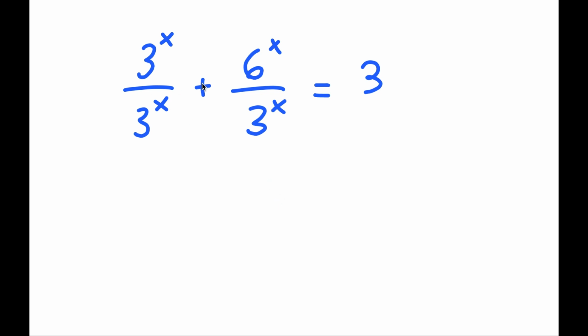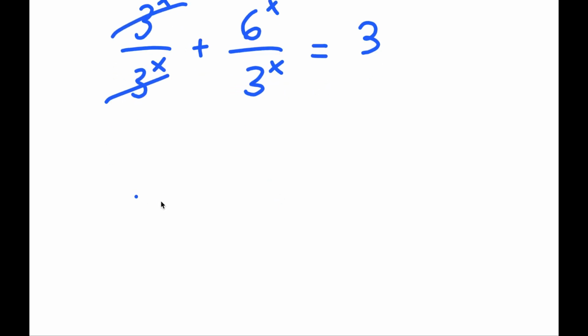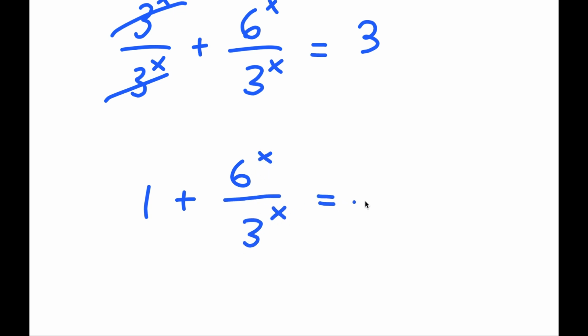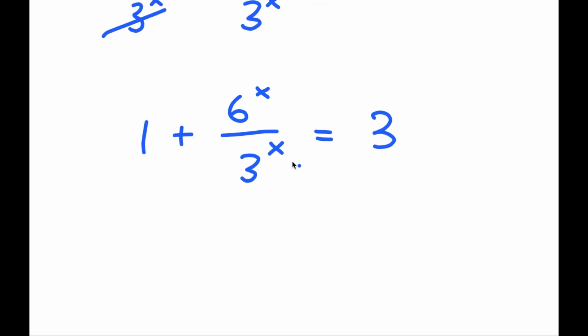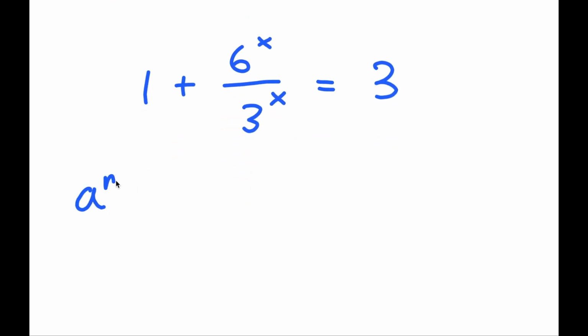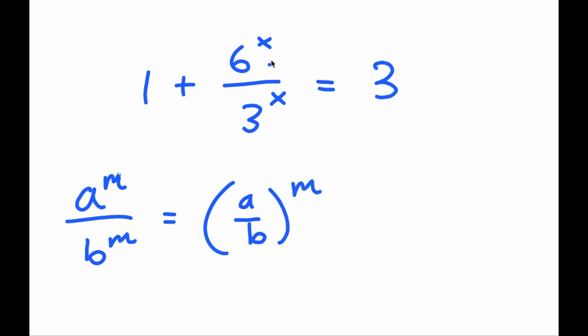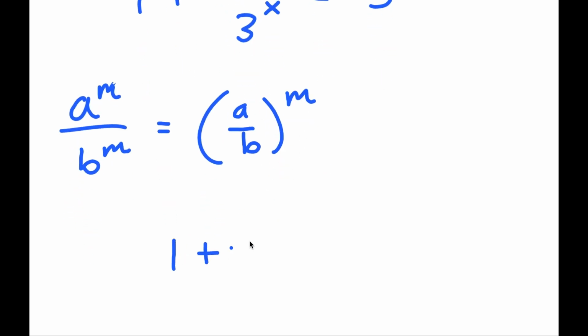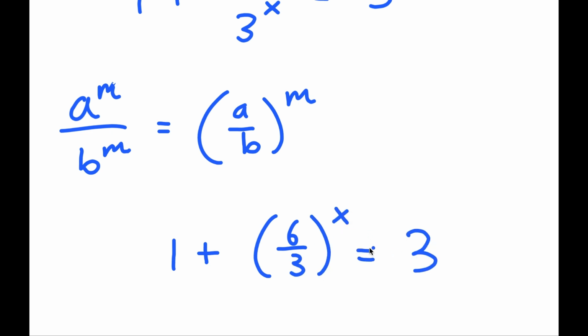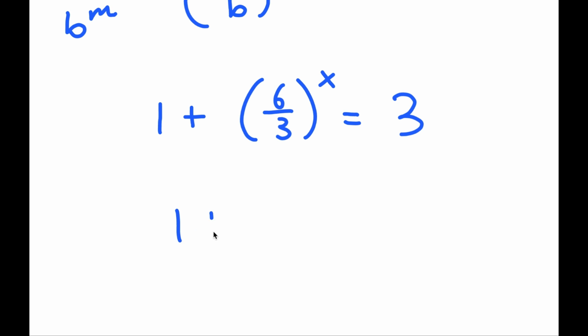From here, these two cancel out, so I get 1 plus 6 to the power of x over 3 to the power of x is equal to 3. Now, if I have something in the form a to the power of m over b to the power of m, this is the same thing as a over b to the power of m. So 6 to the power of x over 3 to the power of x turns into 6 over 3 to the power of x. And 6 over 3 turns into 2, so I have 1 plus 2 to the power of x is equal to 3.